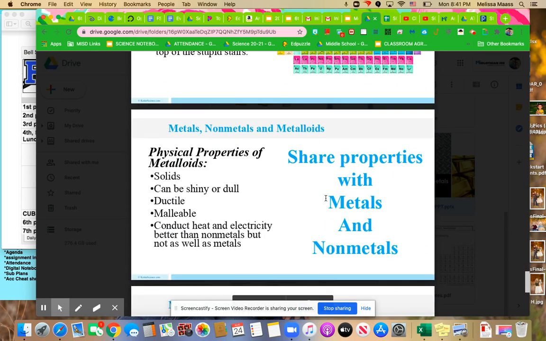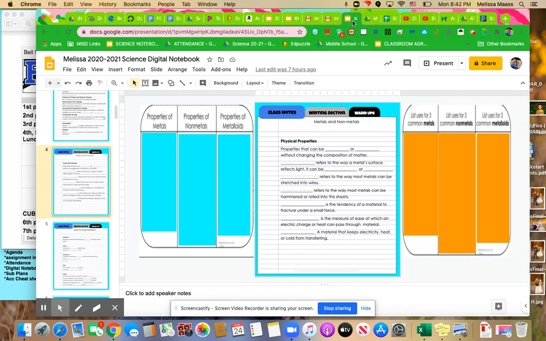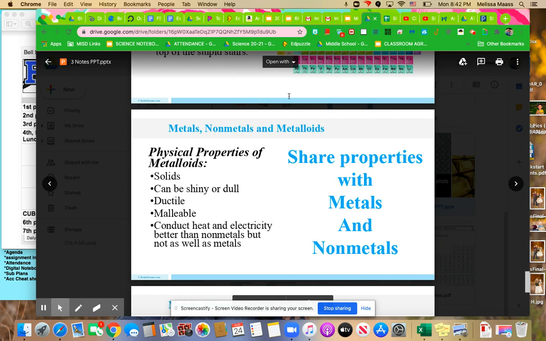Moving into physical properties of the metalloids. And again, on your notebook, you can type it in here. If you need more room, I would assume that you're either going to add a slide or you already have, and you'll kind of finish typing on the next slide. And you add a slide just by clicking the plus sign, okay? So on here, physical properties of metalloids.